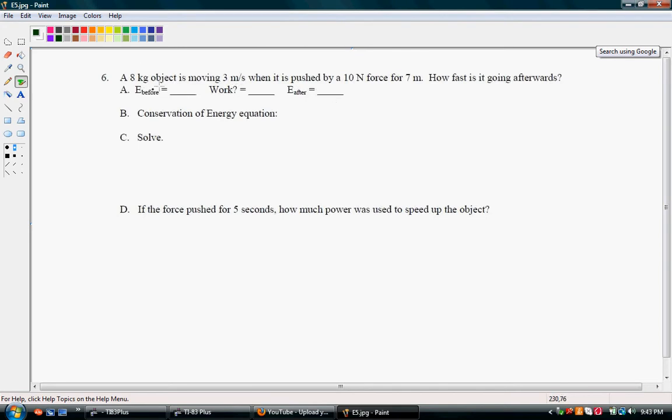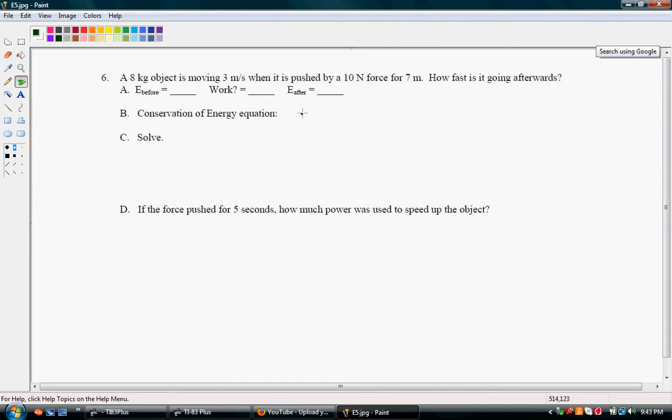So here we have an 8 kilogram object and it's moving 3 meters per second, so we have kinetic energy going on there. It doesn't say it's off the ground, so we're assuming there's no potential because of height, but it's pushed by a 10 Newton force for 7 meters. How fast is it going afterwards? Alright, so it has a kinetic energy afterwards.